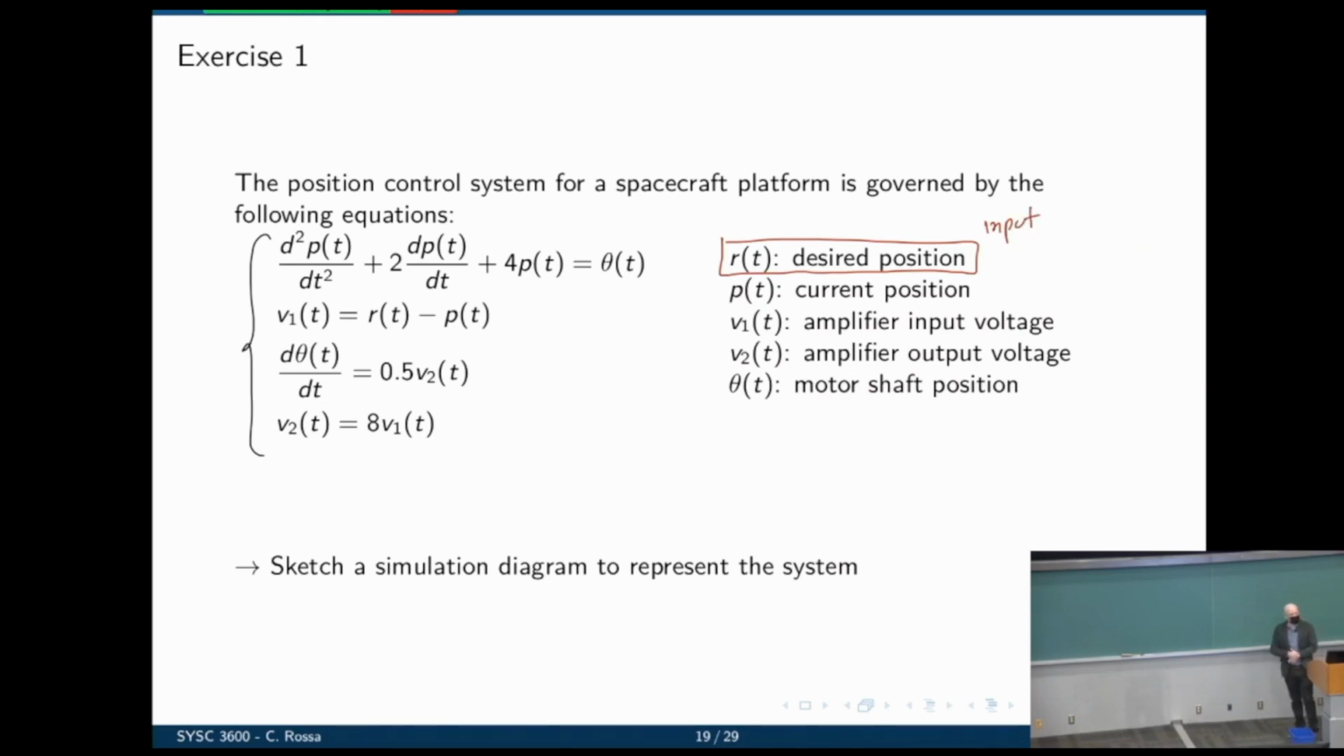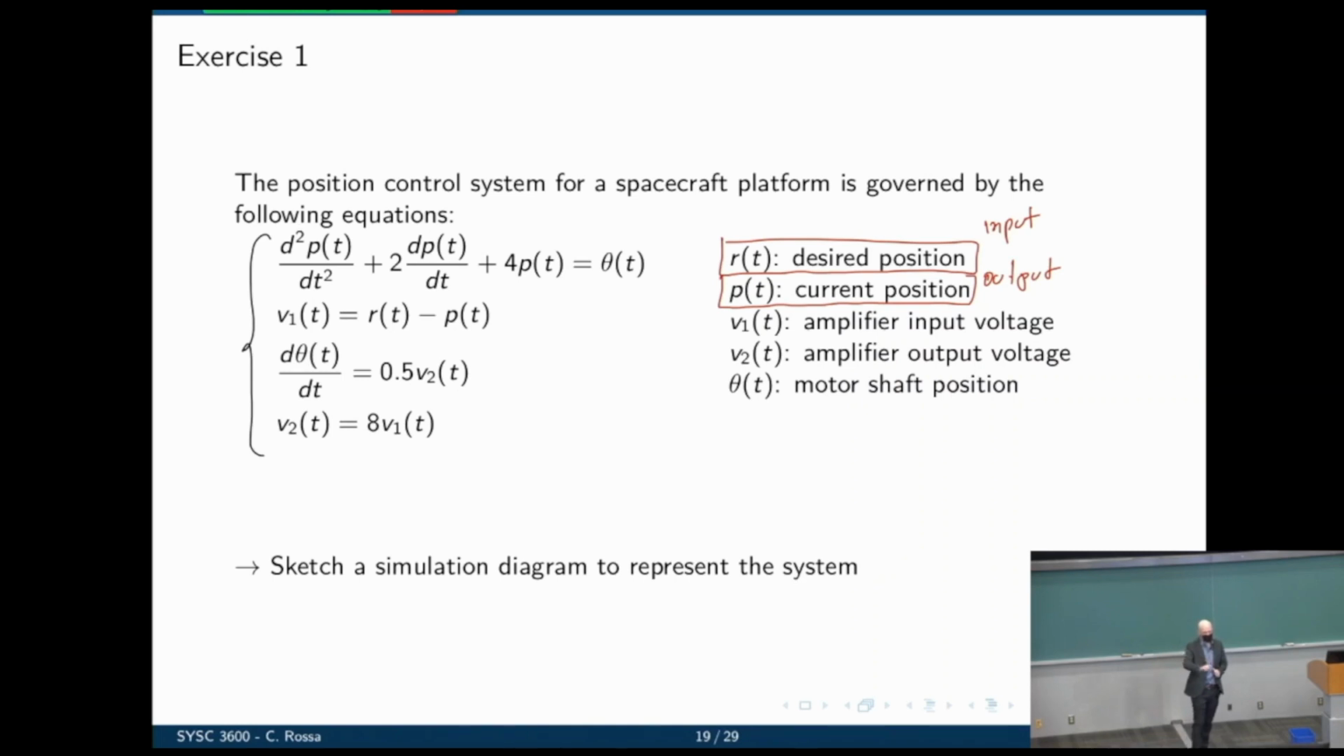We have the current position, which is the output of the system. If we are controlling the position, this is the output. The desired is the input. Then you have 3 internal variables: the amplifier input voltage, the amplifier output voltage, and the motor shaft position. So what you can guess from this equation is that from desired and the current position we will create an error. We will compare them to see how far we are from where we want to be. Then that result will go through amplification stages, V1 and V2. Eventually it creates a voltage that is applied to a motor.